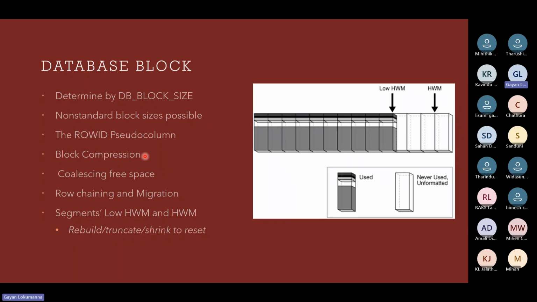Coalescing is basically combining empty blocks together, merging them, and then creating additional space for records for you to use. Then we also have something called row chaining. Row chaining happens when a particular slot is not sufficient to hold a single record.